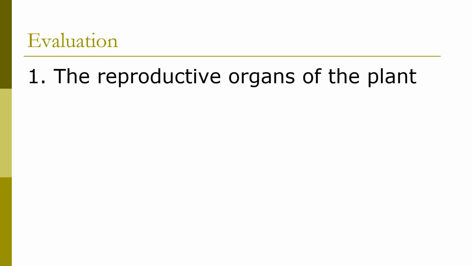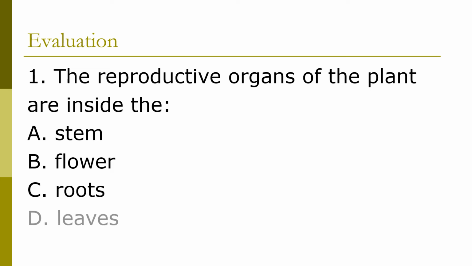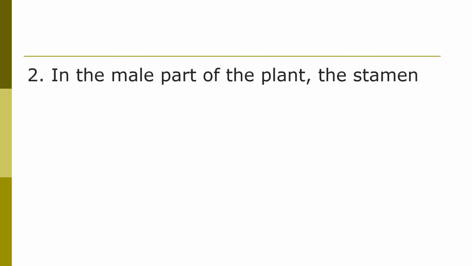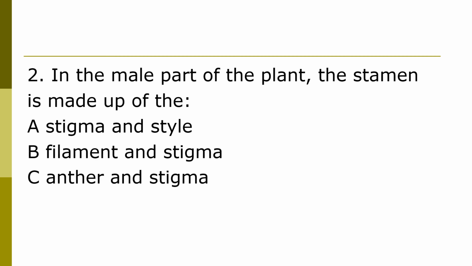First question is, the reproductive organs of the plant are inside the blank. A. Stem. B. Flower. C. Roots. D. Leaves. You can write your answer on your quiz notebook. Second question is, in the male part of the plant, the stamen is made up of the blank. Letter A. Stigma and style. B. Filament and stigma. C. Anther and stigma. D. Filament and anther.